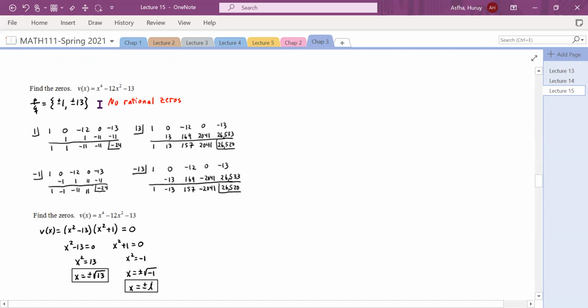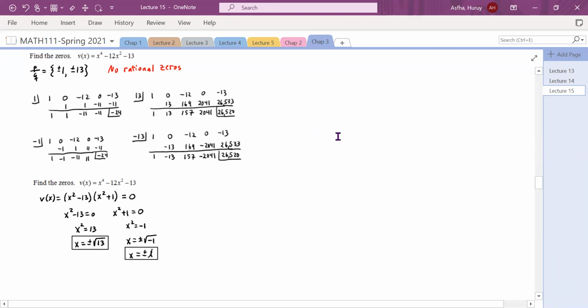The theorem says if P over Q is a rational zero, then P is a factor of the constant term and Q is a factor of the leading coefficient, if it exists. But it doesn't guarantee us that it always exists. And in a similar way, again, we can factorize this one.